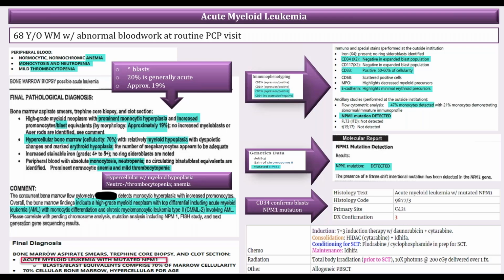This patient had the induction phase systemic therapy with 7+3 regimen, which is all chemotherapeutic agents. And then he had consolidation with HiDAC and IDIFA. He reached remission and then started conditioning therapy for stem cell transplant. He had chemotherapeutic agents for that as well. He had an allogeneic stem cell transplant followed by maintenance IDIFA. And this patient's most recent bone marrow biopsy was normal without any evidence of AML or other malignancy.